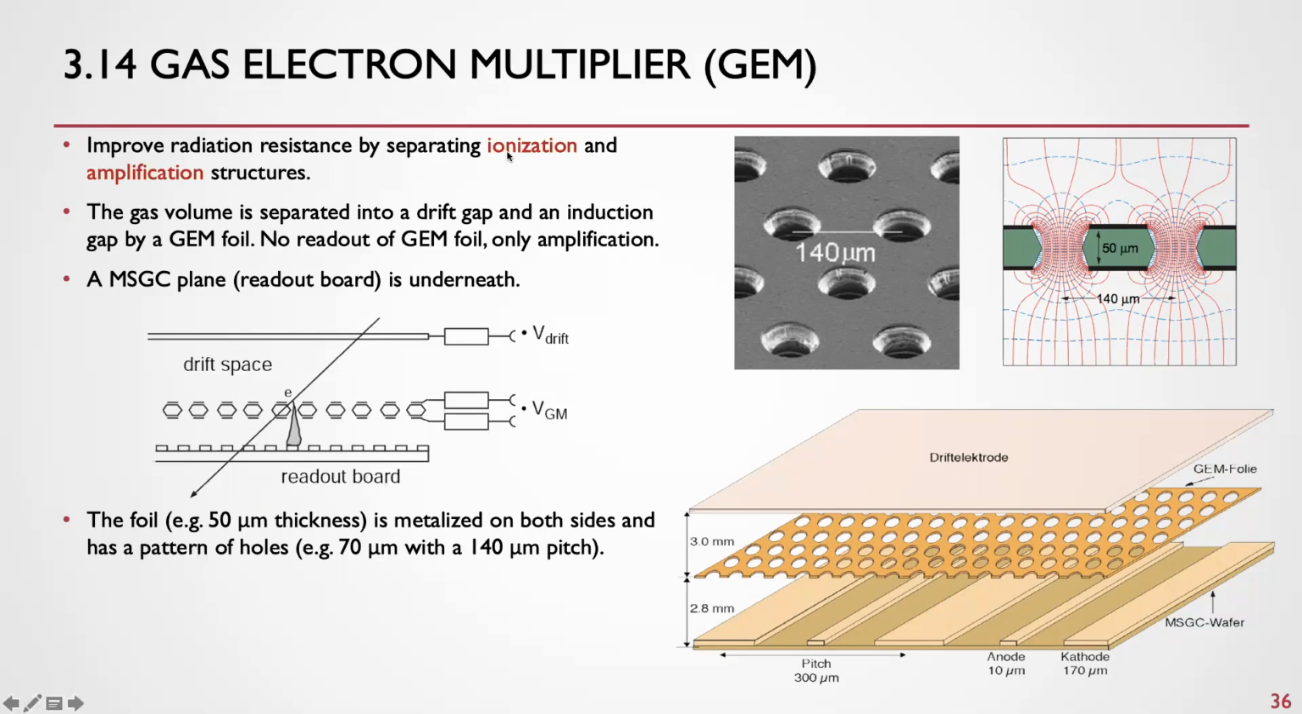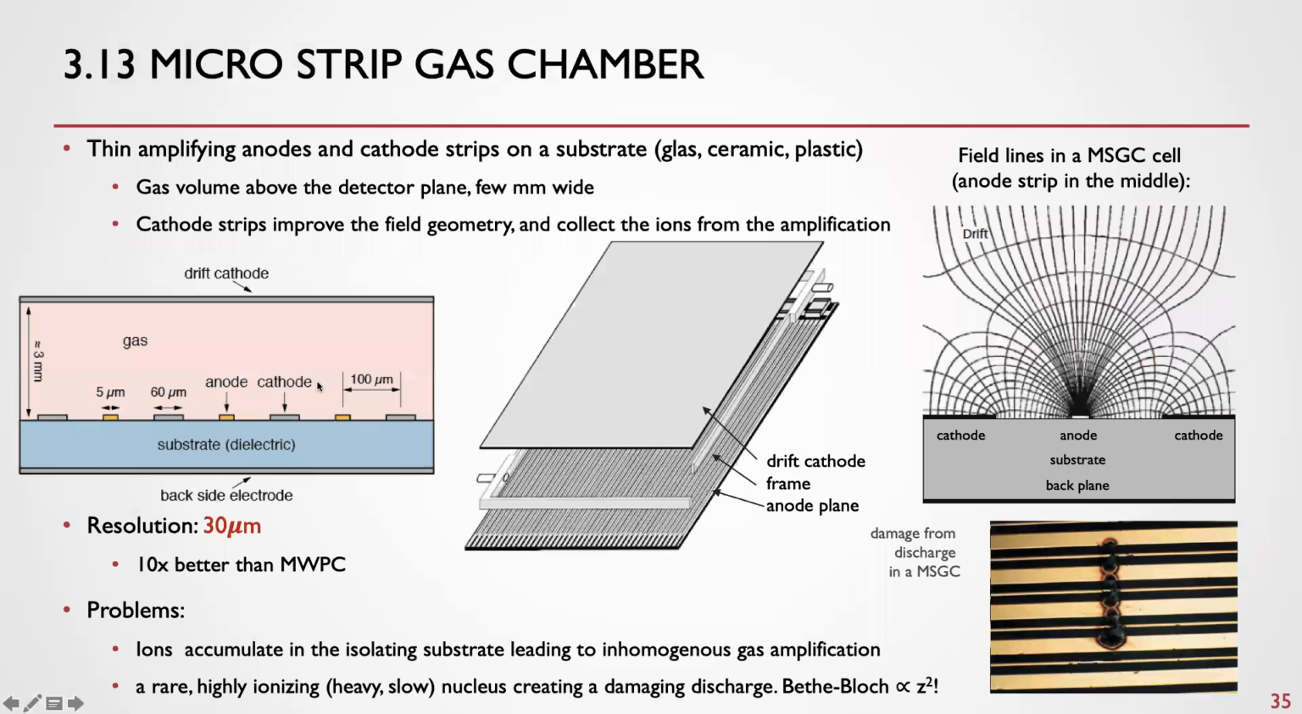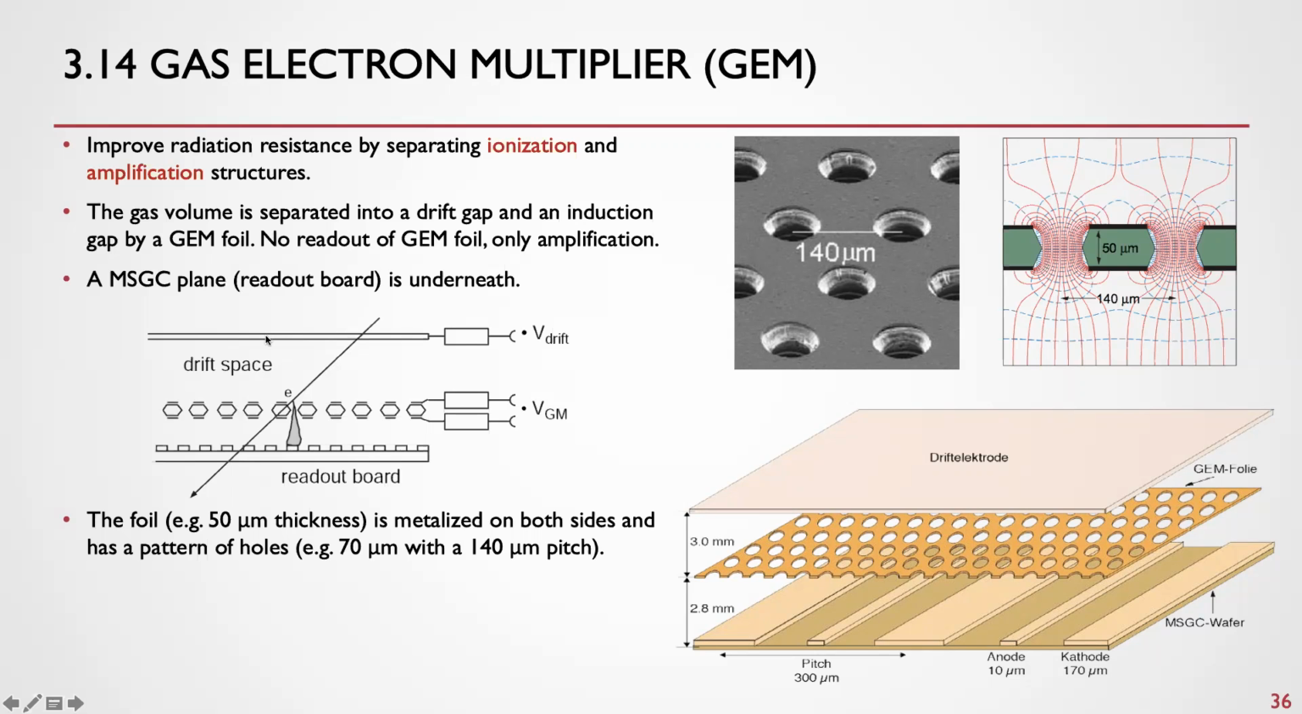It has a very high radiation resistance in contrast to the example we just had, where it's actually dangerous. Here we have a very high radiation resistance. So what's the trick here? Again, we separate the drift space from the amplification space. That's the whole idea. That's also important for the microstrip gas chambers. We have drift space and we have amplification space separated.